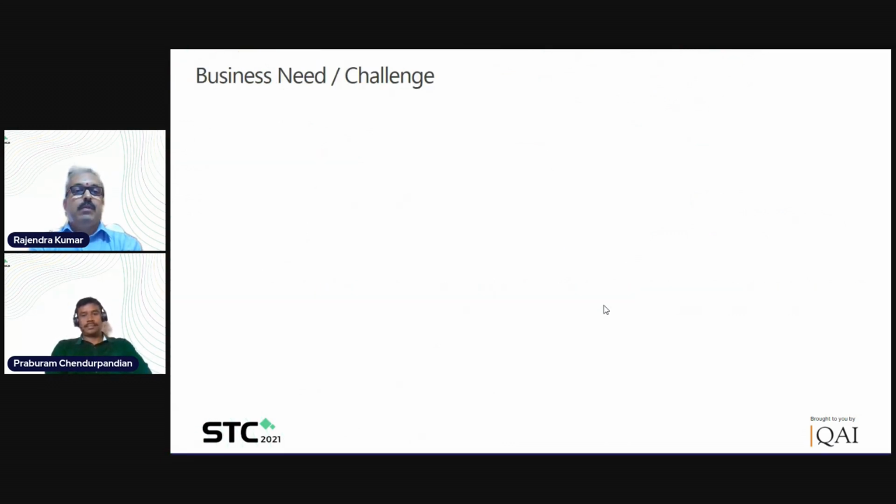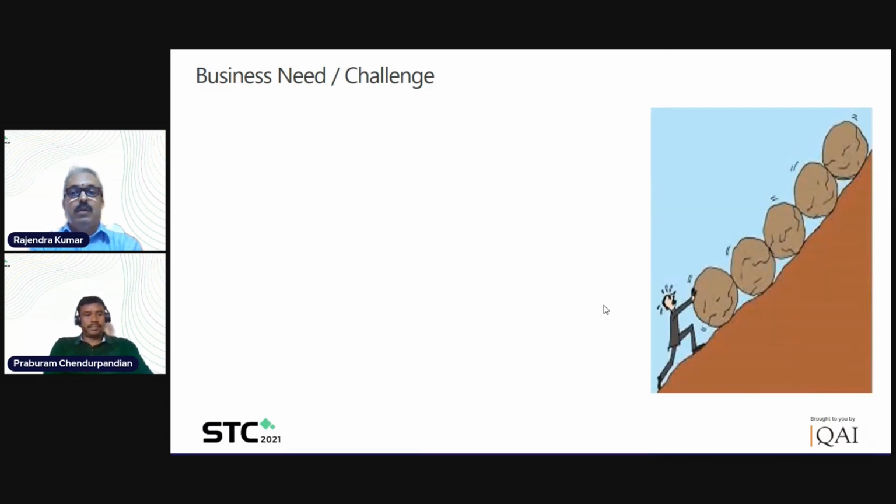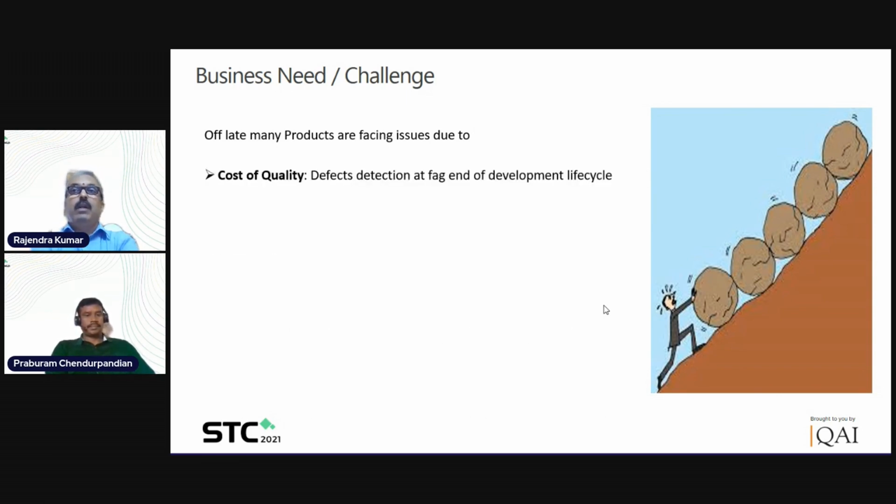So now, what is the business need and challenge we are trying to address here? When we say enabling quality at source, the first and foremost thing is cost of quality. In the complex world of software engineering, the products are facing many issues due to defects seeping into the fag end of the development life cycle, which are very hard to fix, or sometimes result in customer dissatisfaction as they get into production. And how to address that? This is one of the prime challenges. How to make sure that defect detection happens very early in the development life cycle, and we have a good amount of control over that.